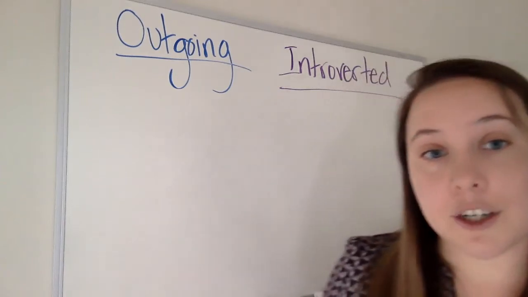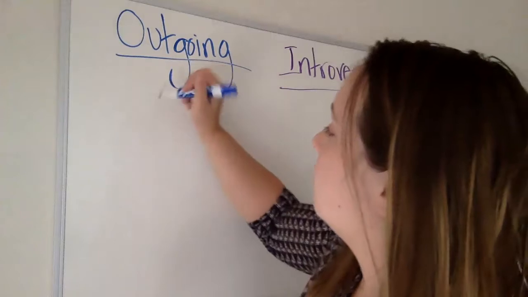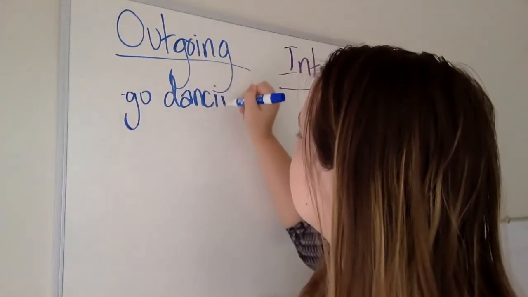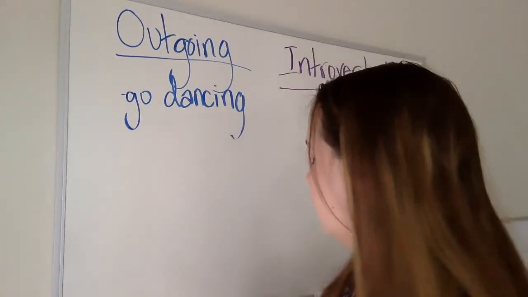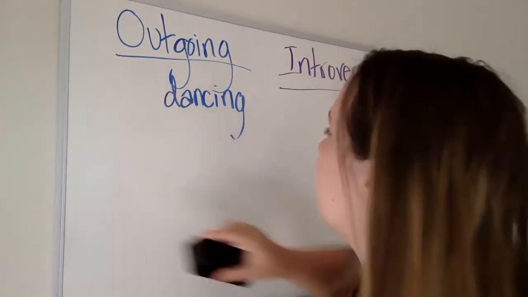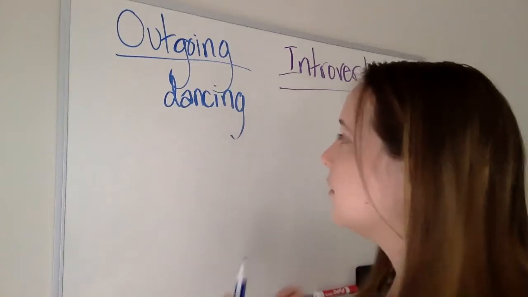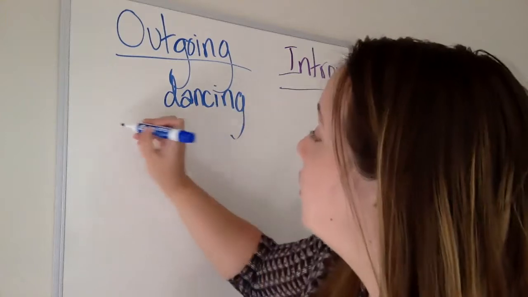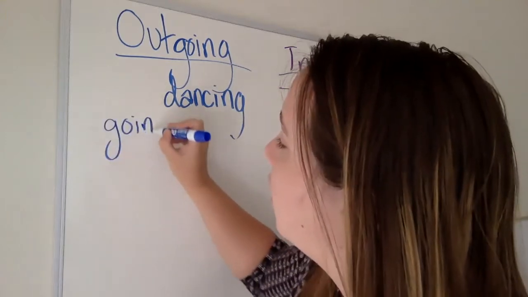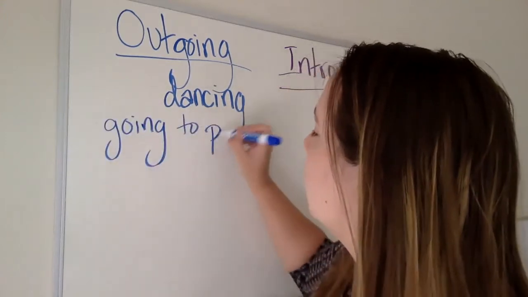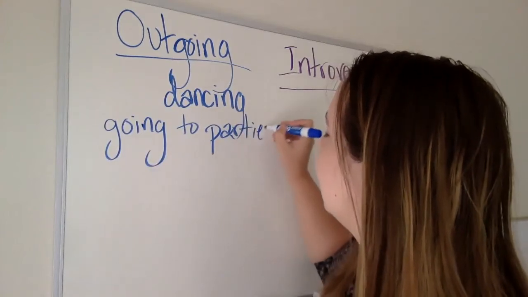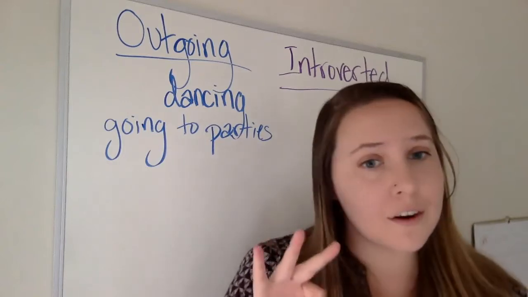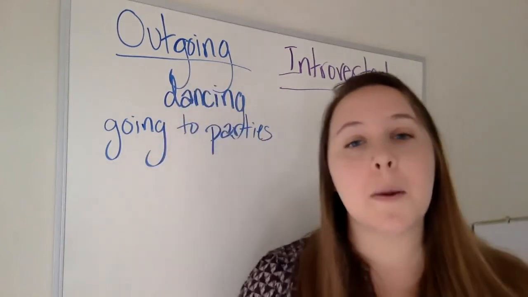So in the listening, we heard that Fernando likes to go dancing. So you don't have to say go. So he likes dancing. He likes going to parties. So think to yourself, what are 3 other things someone who is outgoing might like to do?